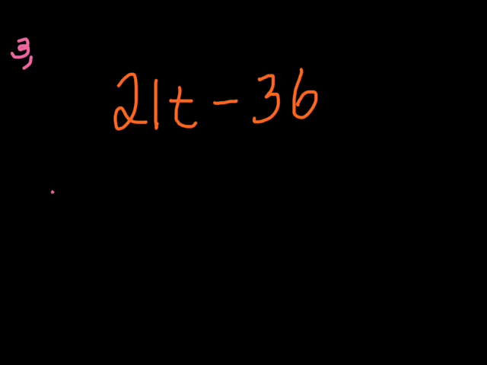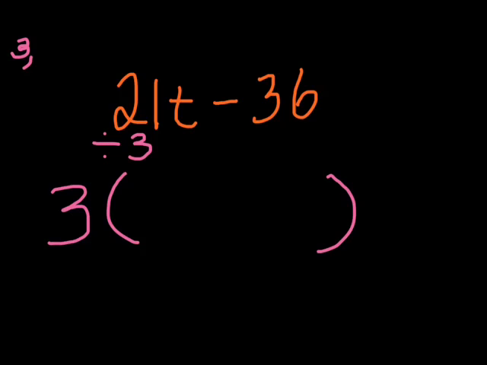So 3 times the quantity, 21t when I divide by 3 gives me 7t. I have a subtraction in this expression, so I need a subtraction here. And 36 when I divide by 3 gives me 12. So when I factor 21t minus 36, I get 3 times the quantity, 7t minus 12. Again, I could check by redistributing and see if I get what I started with.